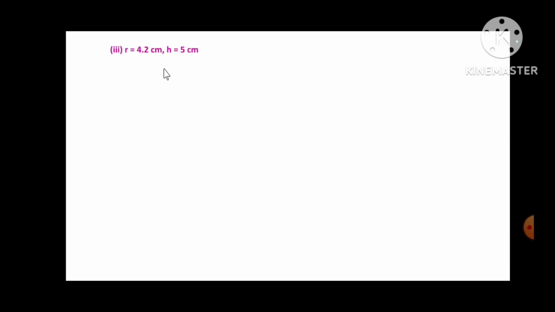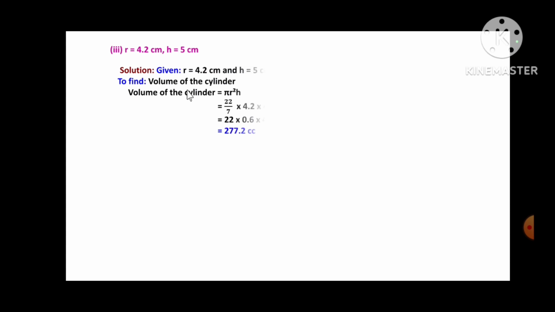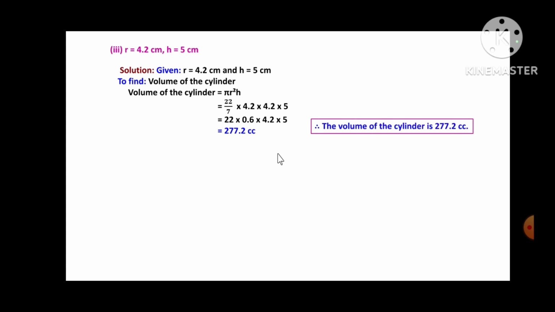Number 3, r is 4.2 centimeter and h is 5 centimeter. Given these, the volume of the cylinder formula is pi r square h. Put the values: 22/7 and r is 4.2 given, so 4.2 into 4.2 and height is 5. Simplify this one: 22 into 0.6, since 4.2 and 7 are divisible. 7 ones are 7, 0.6 is 4.2 into 4.2 into 5. The product of this is 277.2 cc. In words we can write the volume of this cylinder is 277.2 cubic centimeter.